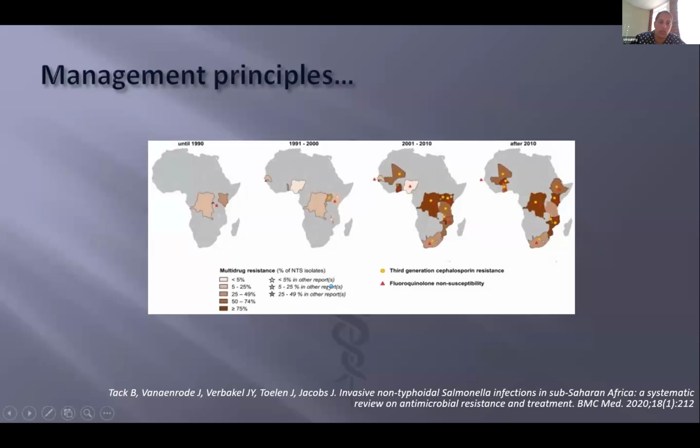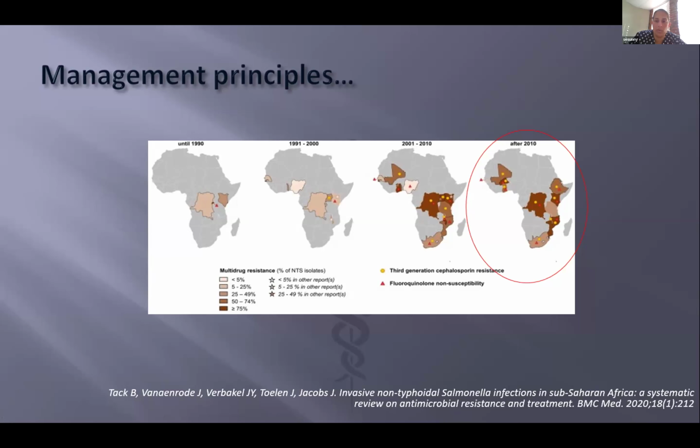Looking at Africa and what it looks like for us, before 2001 we didn't have a lot of data when it came to multi-drug resistance, but from 2001 up until now there have been quite a lot of efforts to see the presence of multi-drug resistant isolates amongst NTS isolates. This is looking after 2010, and you can see lots of yellow and red triangles popping up in Africa, which indicates third generation cephalosporin resistance as well as fluoroquinolone non-susceptibility.